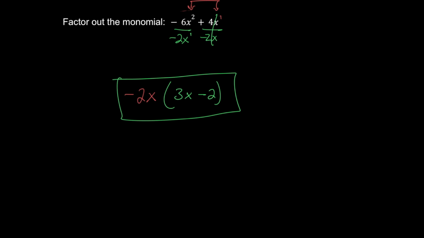Remember that you can always check when you're factoring by redistributing. If we check, it's just distributing it through. So negative 2x times 3x is negative 6x squared, and negative 2x times negative 2 is positive 4x. So you can always double check. Factoring is the opposite of distribution, so you can always double check by redistributing to see if you get what you started with.